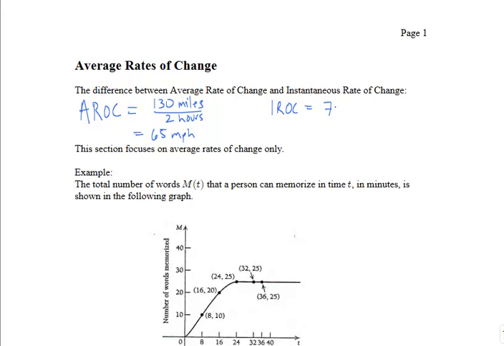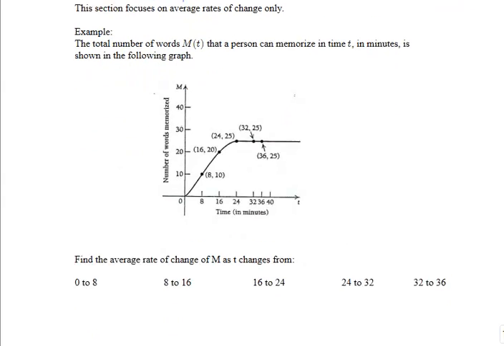So your instantaneous rate of change, for example, 72 miles per hour, is how fast you are going at one moment in time. Whereas an average rate of change is how fast you're going over a whole interval of time, in this case from 0 to 2 hours. This particular lecture is going to focus just on average rates of change. So let's take a look at this graph.